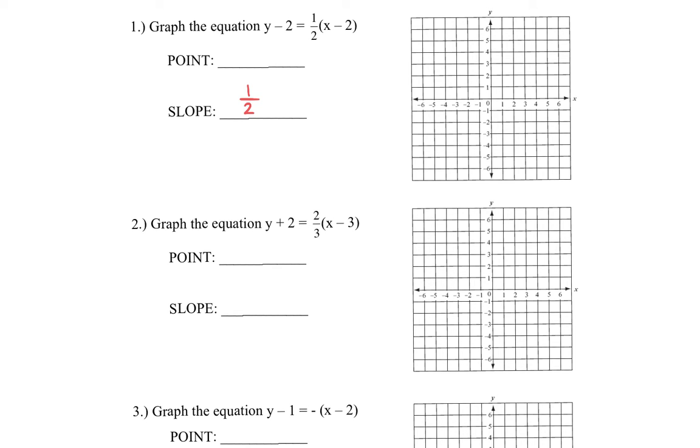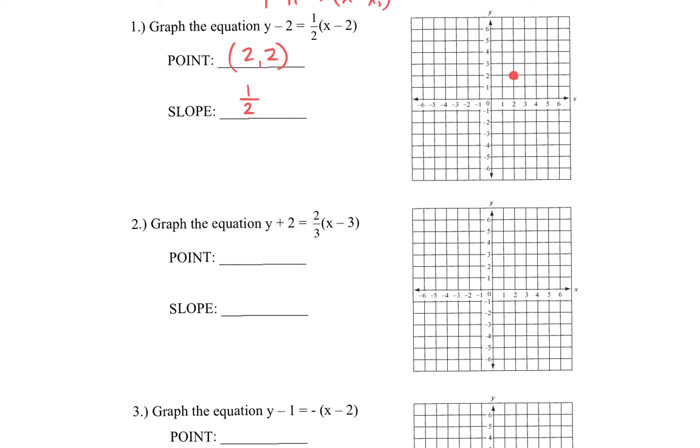Now, the point. Okay. Remember that the initial equation is y minus y1 equals the slope, and then in parentheses x minus x1. So in this case, the x coordinate is 2 because it's x minus the x coordinate, so the x coordinate has to be 2. Then it's y minus the y coordinate, so in this situation, the y coordinate is actually also 2. So now I have my given point, and now I have my slope. So I'm going to start by plotting the given point, which is 2, 2.